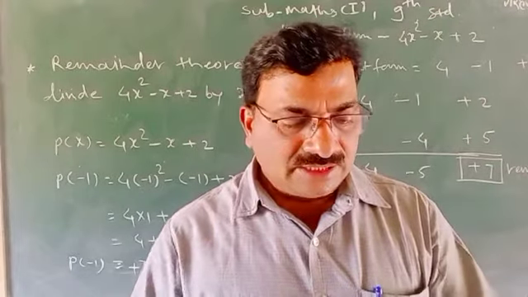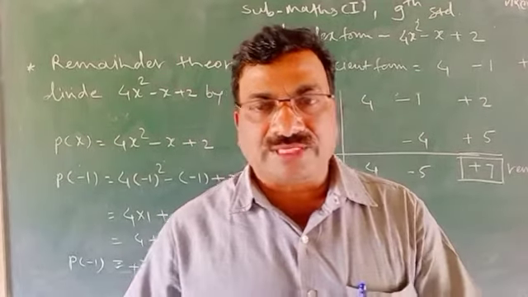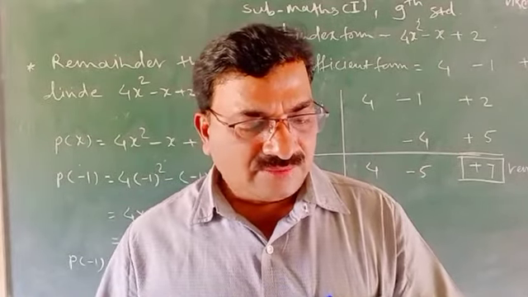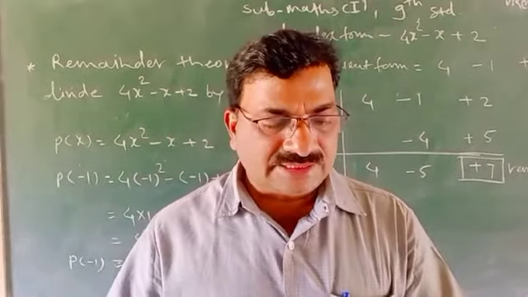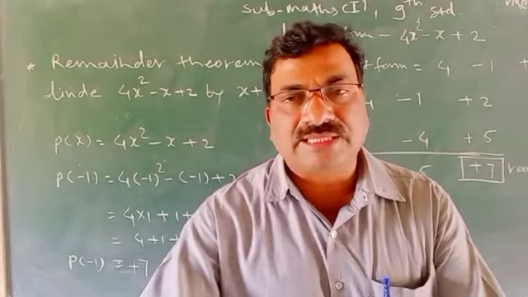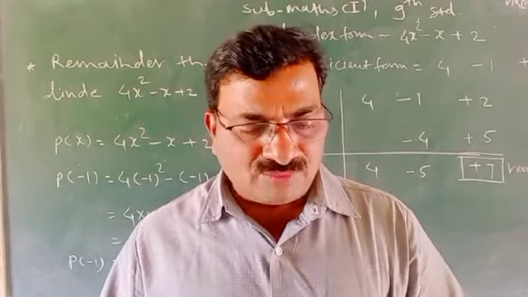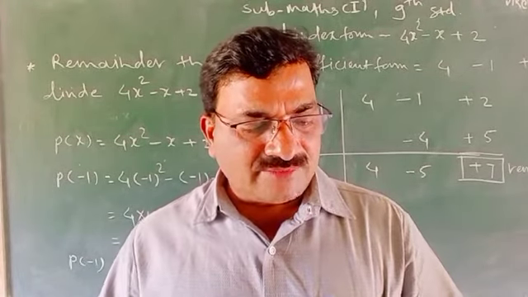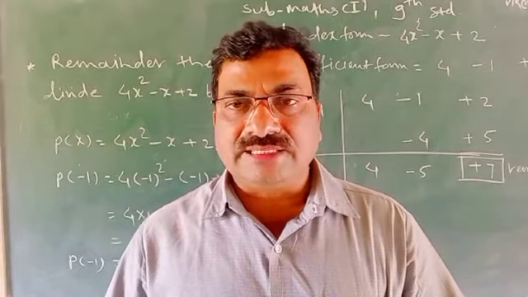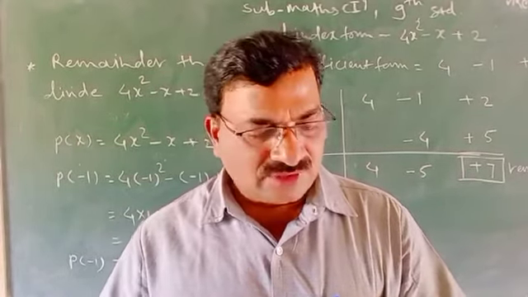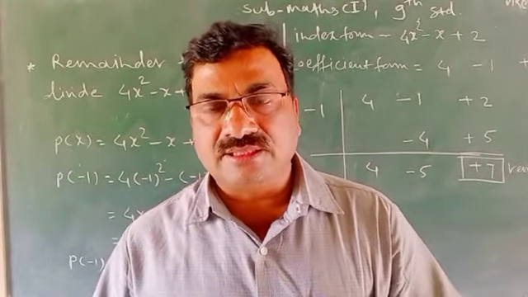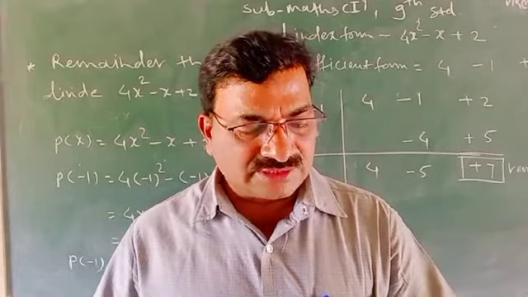That is, it is the remainder theorem. If you want the definition: if the polynomial p of x is divided by x plus a, then the remainder is p of minus a. The remainder is p of minus a, which means it is the same as the value of polynomial p of x for x equal to minus a. It is already given in your textbook. See that. This is known as the remainder theorem. That is, the remainder at every stage always remains the same.